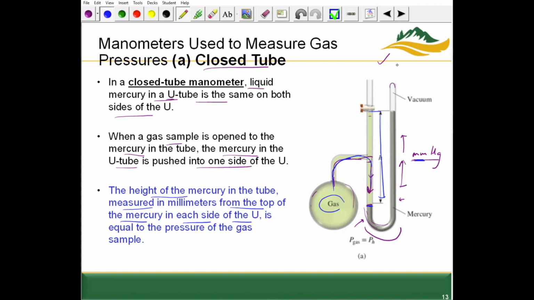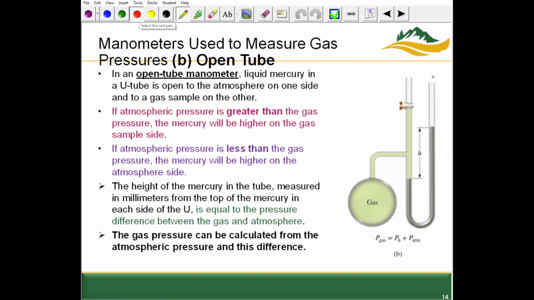So this is for a closed tube manometer. Up here we have a vacuum. The mercury has nowhere to go, right? And the gas has nowhere to go. So it's going to put pressure on the mercury. That pressure we read out in millimeters of mercury is the pressure of that gas. So for this style of manometer problem, if you see it's a closed tube manometer, then we measure the pressure of the gas as directly equal to the pressure of the mercury, or the height of the mercury. So whatever that height is in millimeters of mercury, that is the pressure of the gas. So that's our equation for a closed tube manometer.